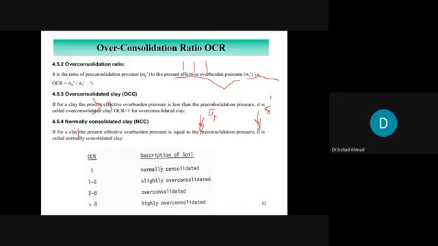So, the best soils for foundation are those which are over-consolidated. And if you are constructing your foundation on normally consolidated clays, you have to be careful. There would be large settlements, right? If you have any question, you can ask. Otherwise, we would move forward.